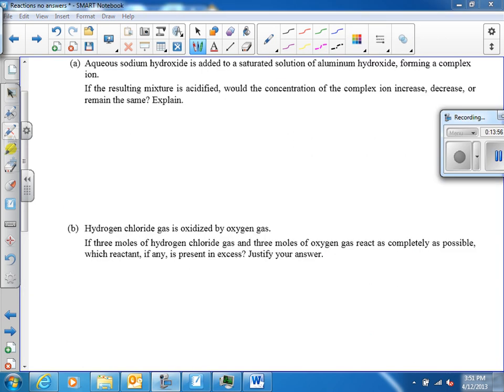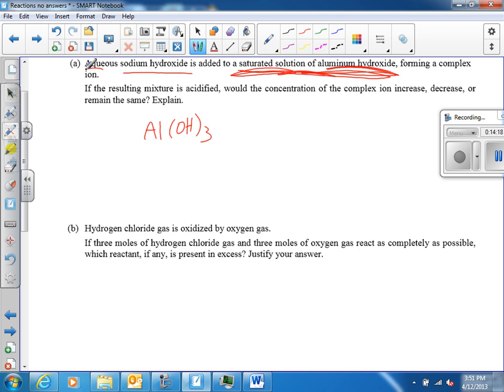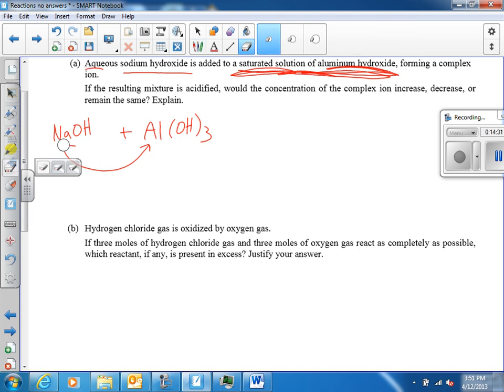Okay, new question. We've got aqueous sodium hydroxide, so there's probably going to be some spectator ions here, added to a saturated solution. Now, we said saturated solution, that means I've got solids. When you say a saturated solution, they're telling you that this stuff is insoluble, so I cannot split the aluminum hydroxide apart. Oh dear. So first, let's look at this. We've got NaOH. We can't just switch the metal ions. That doesn't make any sense, so that's not going to happen.